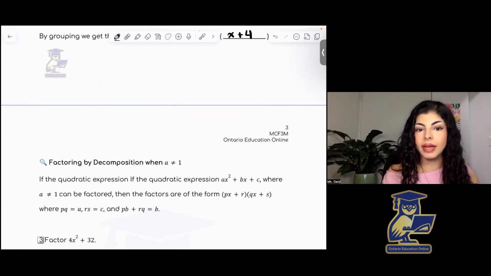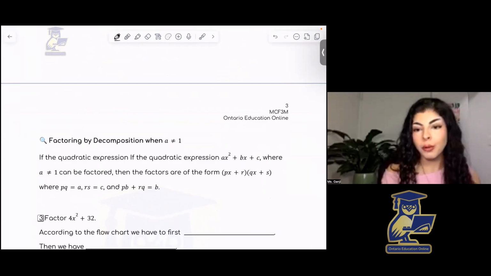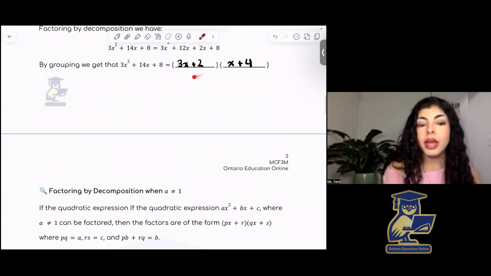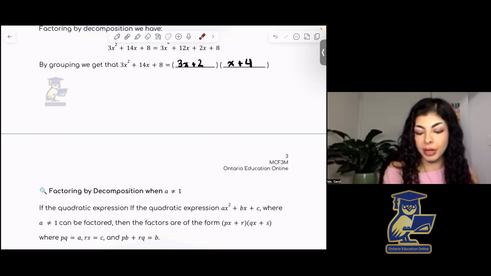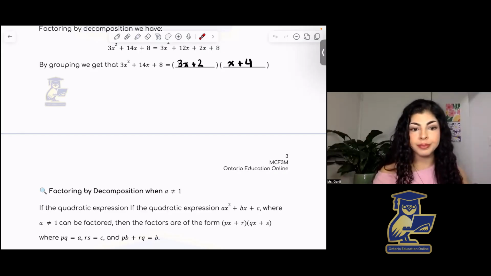So if we have that kind of expression, our factors are going to be of the form px plus r and qx plus s. So x might have a coefficient, which is what we saw here with 3x plus 2. The x term has a coefficient of 3. It's not the case for both of them, not necessarily. We could have a coefficient for both brackets, but here we see that the second factor is x plus 4, so x has a coefficient of 1.